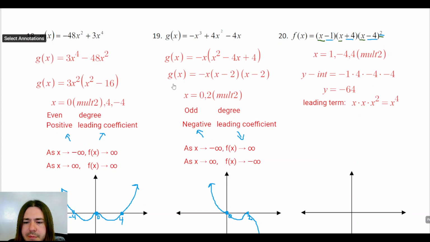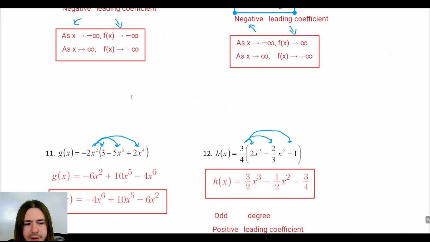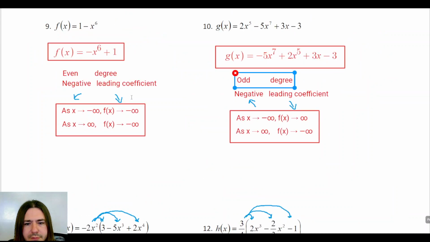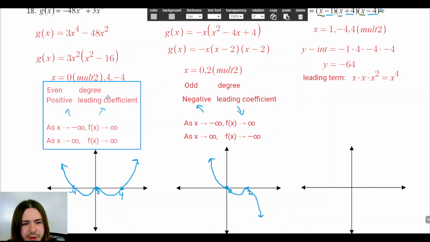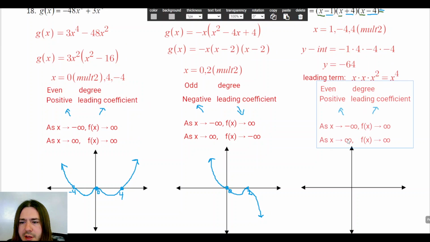Let's see. Grab all of it. Oh, nope, it wants to grab the whole thing again. I don't know why it's doing that. Not a big deal, but it's going to be very similar to this. Oh, there we go. I just grabbed what I wanted. Even degree, positive leading coefficient.